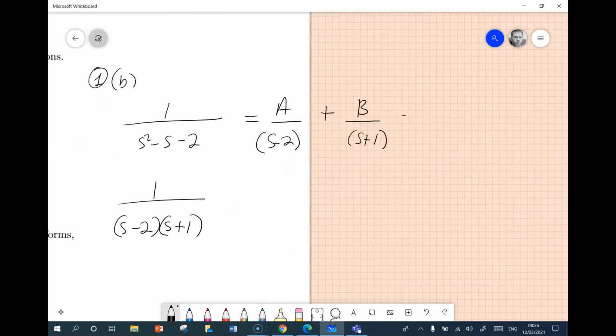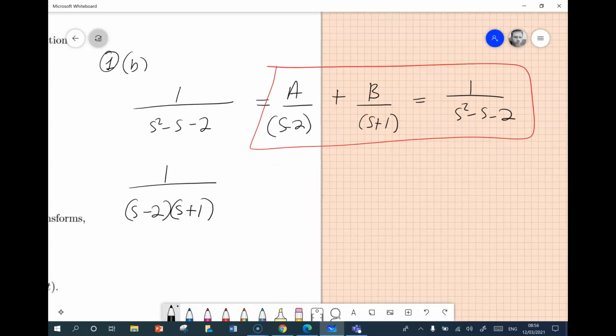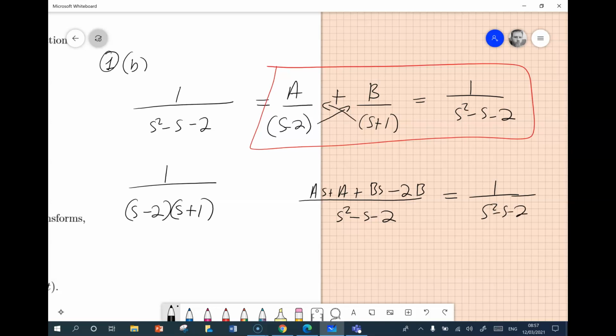All right, so that's going to be equal to 1 over s squared minus s minus 2. I'm just rewriting that here to give us space, and this is what we're going to work on. So first step in adding fractions is to get a common denominator, and the easiest way is just to multiply your denominators. That'll give me s squared minus s minus 2. And then I have to multiply the s plus 1 by a, giving me as plus a. And then the b by s minus 2, giving me bs minus 2b. And that's equal to 1 over s squared minus s minus 2. Alright, so my bottom lines are the same.